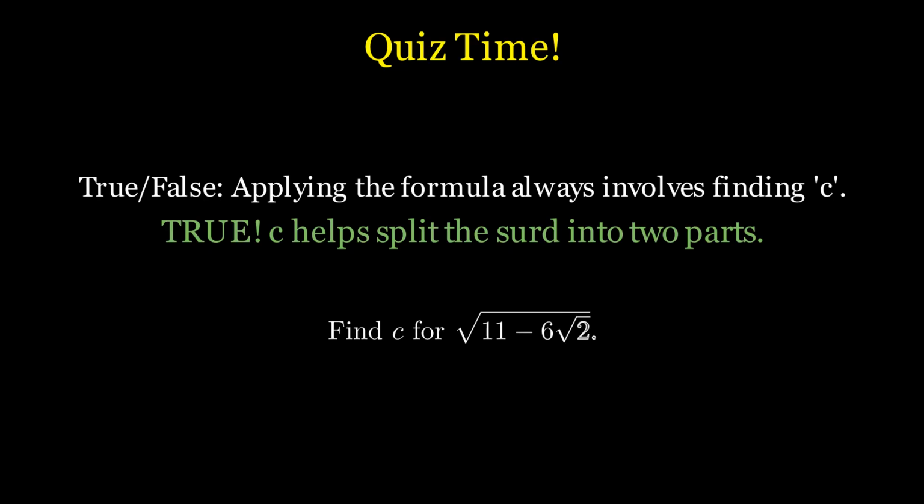Next, calculate the value of c for the expression root 11 minus 6 root 2. A is 11, b is 6, and d is 2. The formula gives the square root of 49, which means c equals 7.